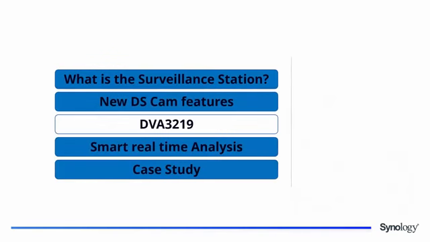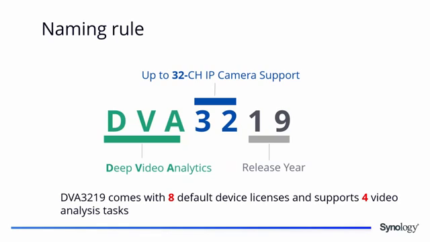Now we come to the part where we are going to introduce our new NAS dedicated for surveillance, namely the DVA3219. Firstly, I want to bring your attention to the new naming rule. For those who are familiar with Synology naming of our NAS products, the DVA3219 will not be clear right from the start. DVA stands for Deep Video Analytics, which points out what this device actually does.